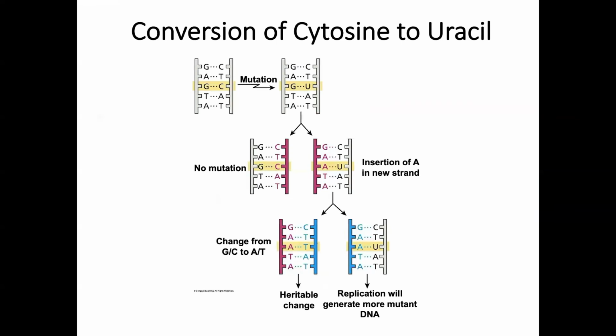This figure shows how a C to U mutation affects DNA sequences. Once this mutation occurs, during DNA replication the newly synthesized DNA strand will have a different base here, showing here the GAGTA then becomes GAATA. After 2 rounds of replication, the original GC base pair showing here is converted into an AT base pair.